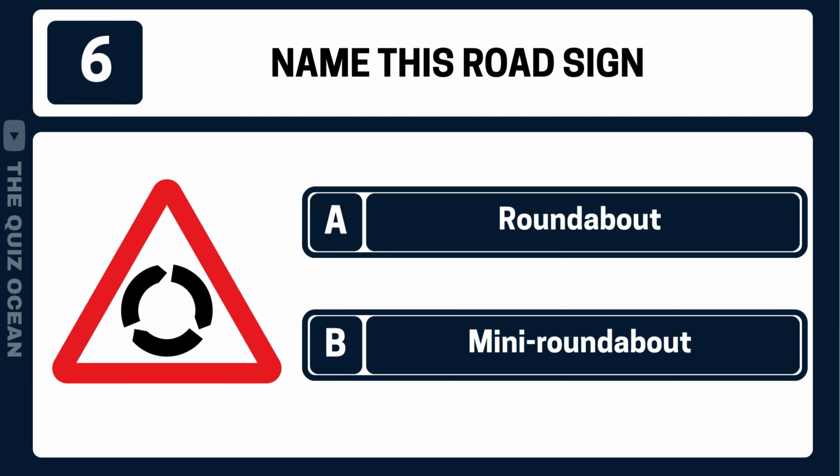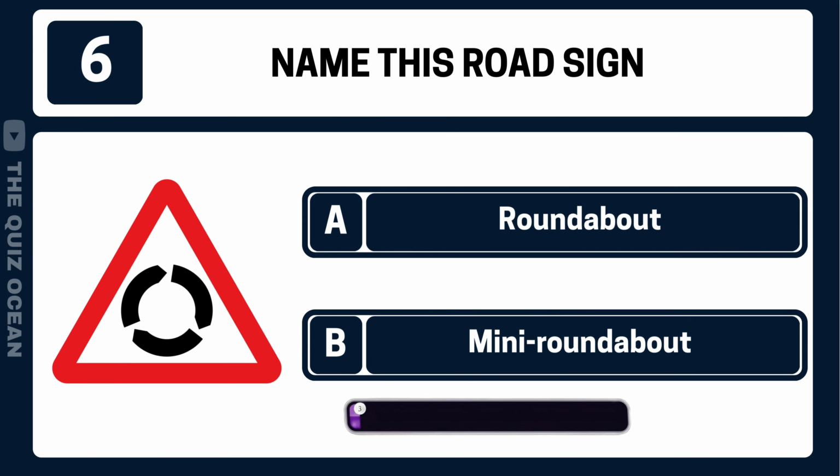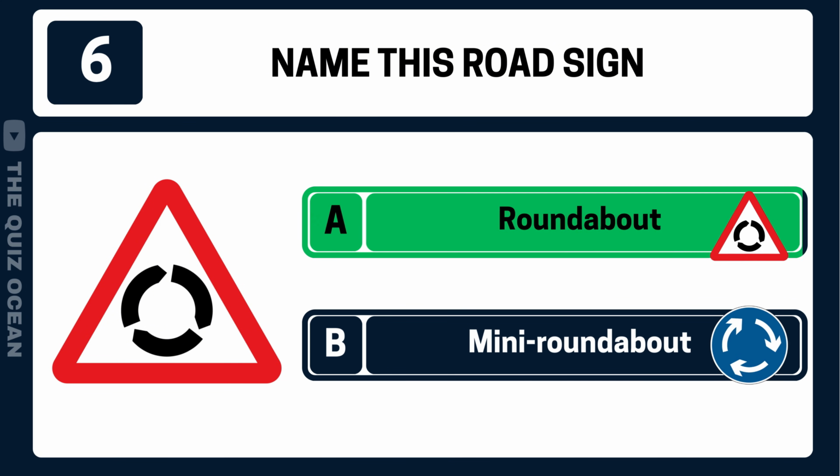Identify this road sign. A. Roundabout. B. Mini roundabout. Correct. This sign warns of an upcoming roundabout.